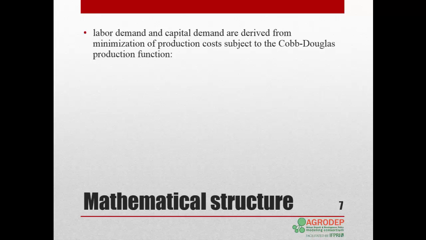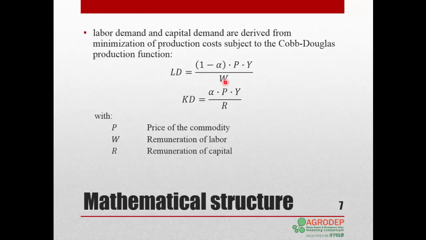We derive factor demands from the first-order conditions of a cost minimization problem subject to output Y. Labor demand is expressed as a share of the value of production, or income, divided by the price of labor, W. So labor demand increases with the price of production, P, but is inversely related to the price of labor, W.